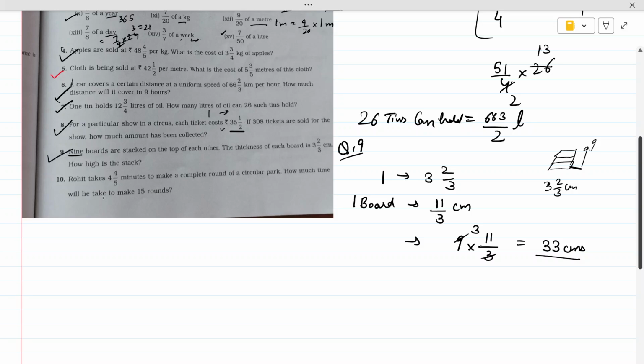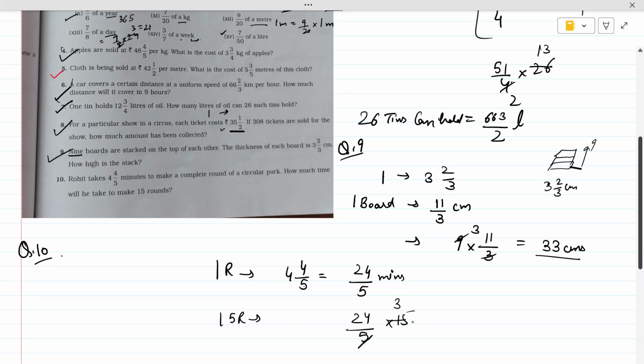Done? Last question is, Rohit takes 4 by 5 minutes to make a complete round of a circular park. How much time will he take to make 15 rounds? So one round, question number 10, one round Rohit is making in 4 by 5 minutes. That is equal to 24 by 5 minutes. He is making one round. Now, for 15 rounds, we have to find the time. This is 24 by 5 into 15.